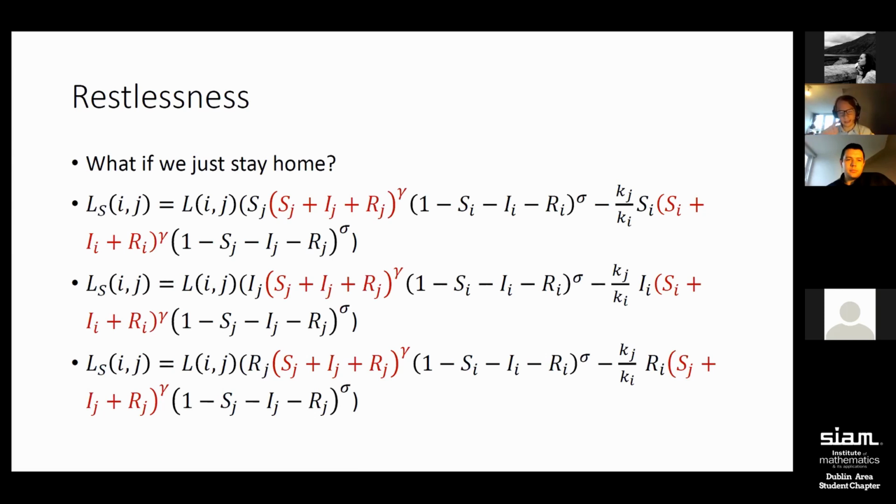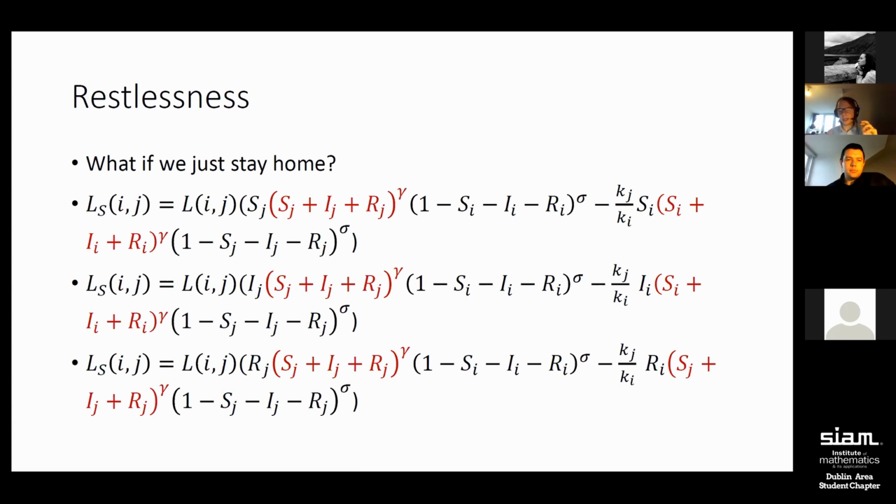So now I've added in red another set of terms to my Laplacians. These are Sj plus Ij plus Rj. So I look at the amount of individuals that are in my current node and I raise that to the power of gamma. Gamma being less than 1 means that I'm going to jump around more. Gamma being greater than 1 means I'm going to try and stay at home.